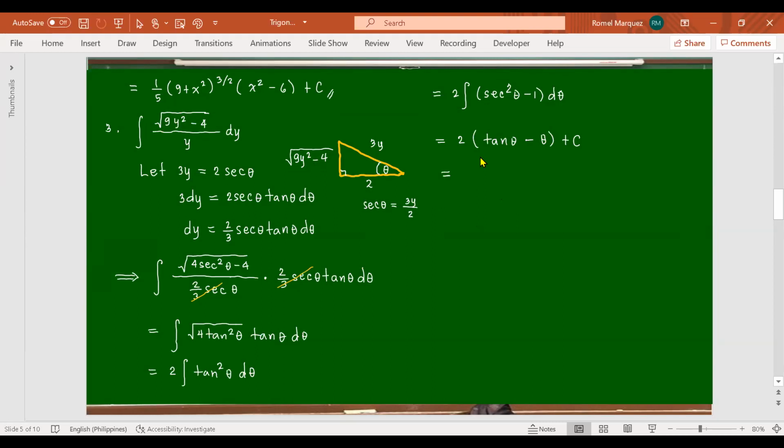So we can now express this in terms of y, no? 2 tangent. What is tangent? Opposite over adjacent, where adjacent is 2. Minus 2 times theta. From here, you see secant theta is equal to 3y over 2. I can solve for theta here. Theta is inverse secant of 3y over 2. Can you follow, guys?